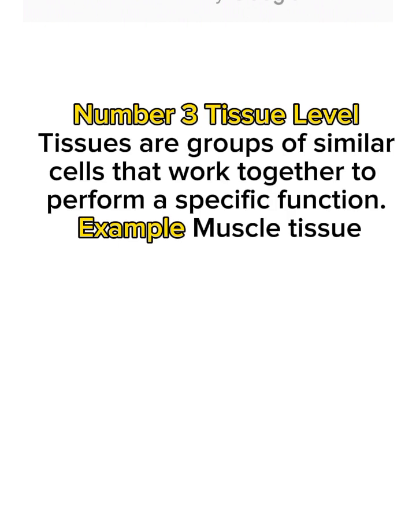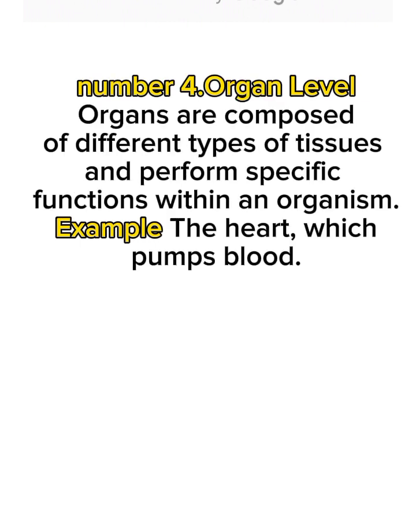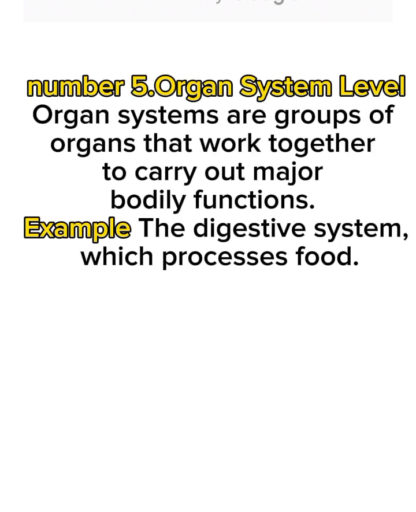Number 3. Tissue level. Tissues are groups of similar cells that work together to perform a specific function. Example: muscle tissue. Number 4. Organ level. Organs are composed of different types of tissues and perform specific functions within an organism. Example: the heart, which pumps blood. Number 5. Organ system level. Organ systems are groups of organs that work together to carry out major bodily functions. Example: the digestive system, which processes food.